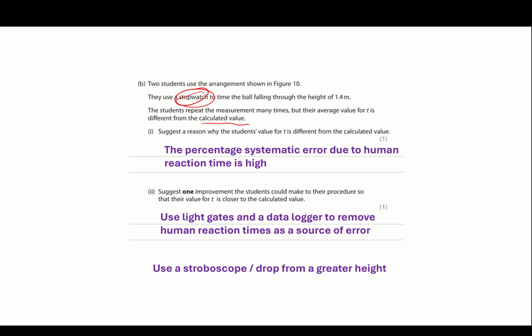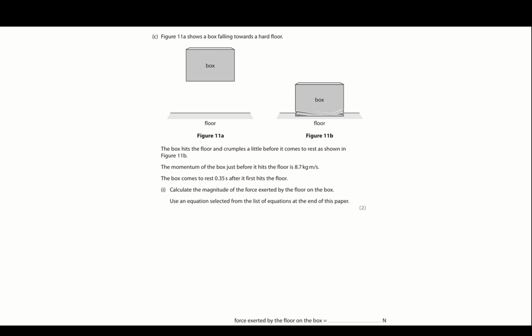The other one in the mark scheme is it says you could use a stroboscope or drop from a higher height. So a stroboscope is just a flashing light, and what will happen is it'll make it easier for you to see the drop. But by far and away the easier answer is light gates and a data logger to remove human reaction times, because that fits with lots and lots of previous questions.